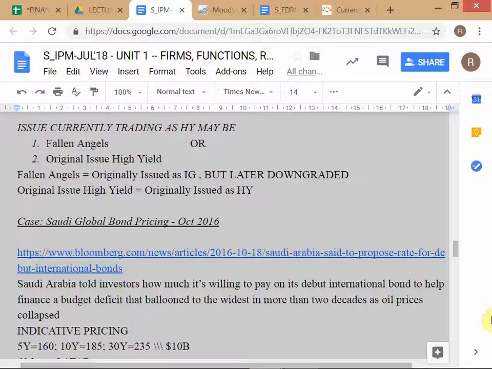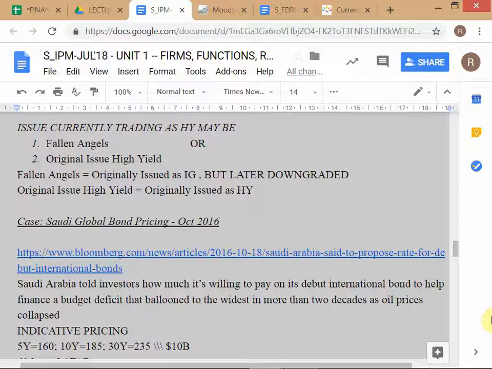Okay, Nikhil, you're ready? You're not ready? Kalra, what is the difference between fallen angels and original issue high yield? You're not ready? Kalra is acting like he's sitting at a wedding enjoying himself, and I've come to disturb him.